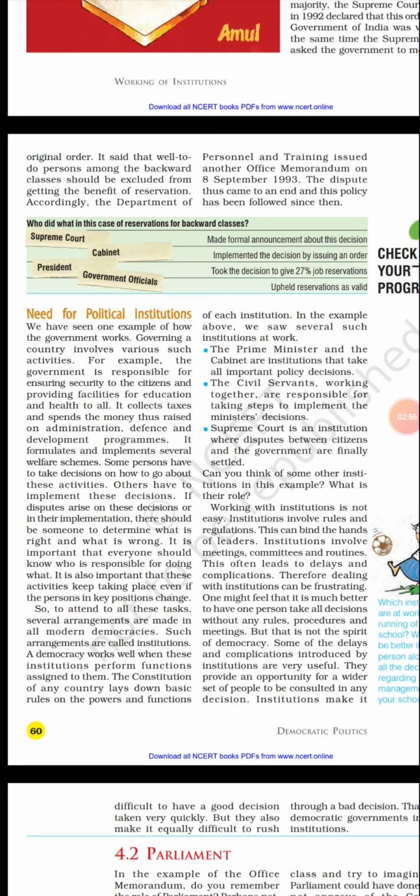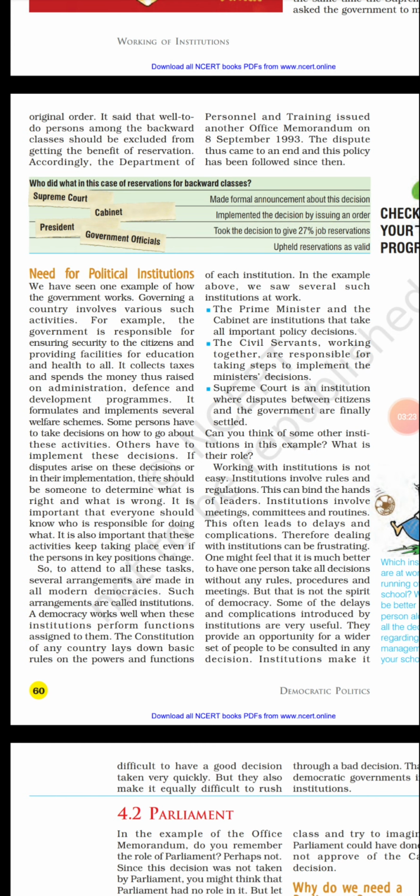Okay, so in order to take major decisions, some people will be involved. Like MPs, MLAs, cabinet ministers, the prime minister, the president, everyone. That is called a political institution. Because we are studying about political institutions, that is the reason we are giving the example of MPs, MLAs and all, the prime minister and all.